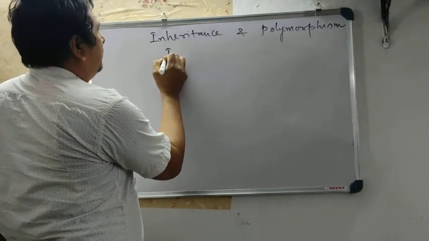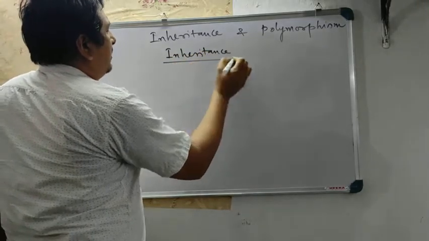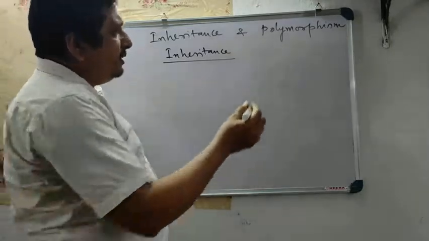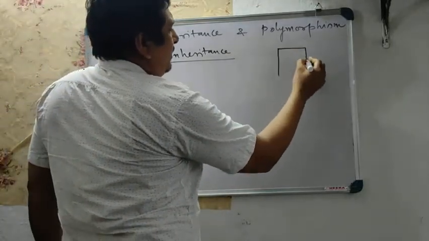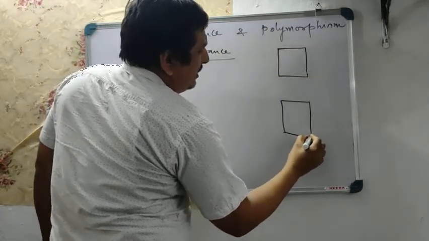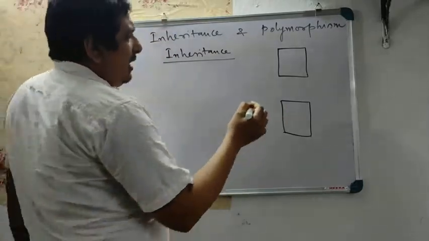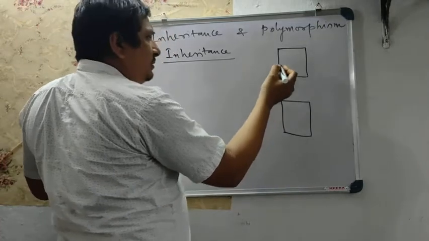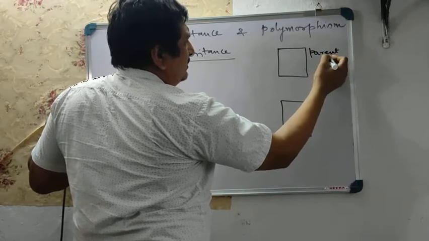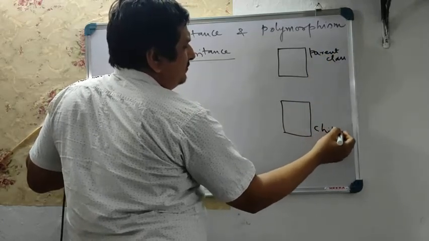First of all, let us try to understand what this inheritance is. Actually, inheritance is a property where some features of parents are passed to the child. So in case of inheritance, there will be at least two different classes involved. One is the parent class, and another is the child class.